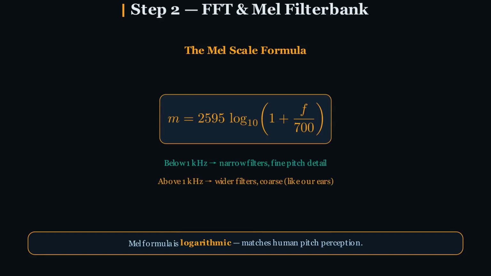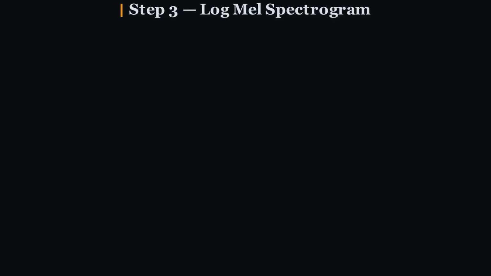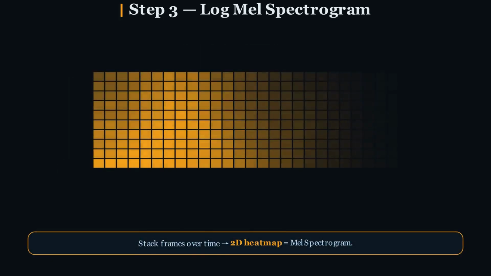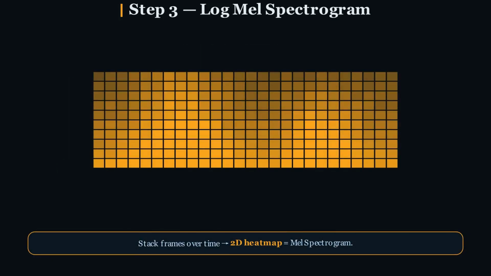The Mel formula is logarithmic, matching human pitch sensitivity. Below 1 kHz, filters are narrow for fine pitch detail. Above 1 kHz they spread, just like our ears. Each audio frame produces a vector of Mel filter energies, typically 80 values. One column. Stack hundreds of those columns over time and you get a two-dimensional heat map, the Mel spectrogram.